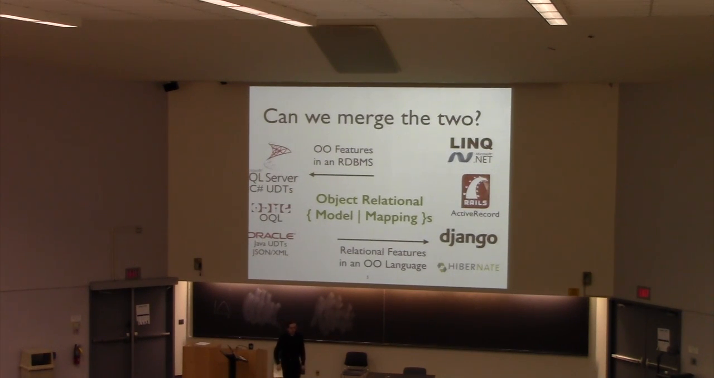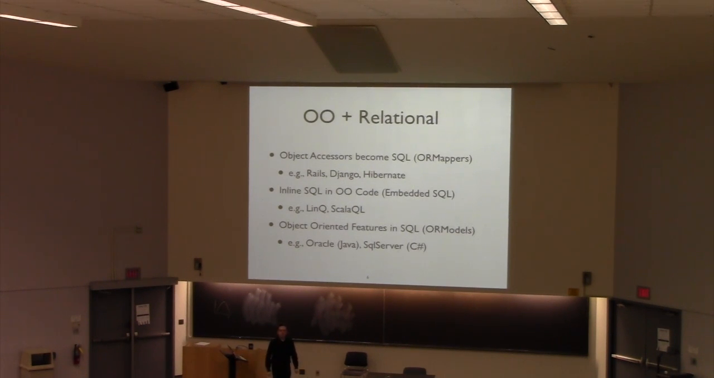Conversely, on the other side, there have been lots and lots of efforts to get object-oriented functionality into SQL. Oracle is really gung-ho about getting support for lots of different data types. SQL Server has something called Object Query Language. Basically, lots of different ways of expressing object-oriented interactions in a typical database. So at the intersection of these two models, there are basically three general approaches that people have taken to merge the two.